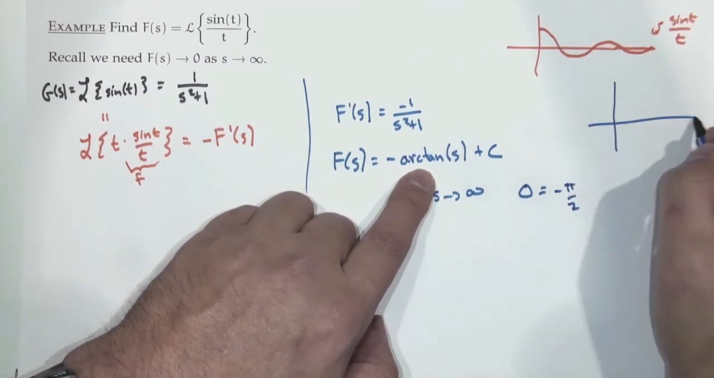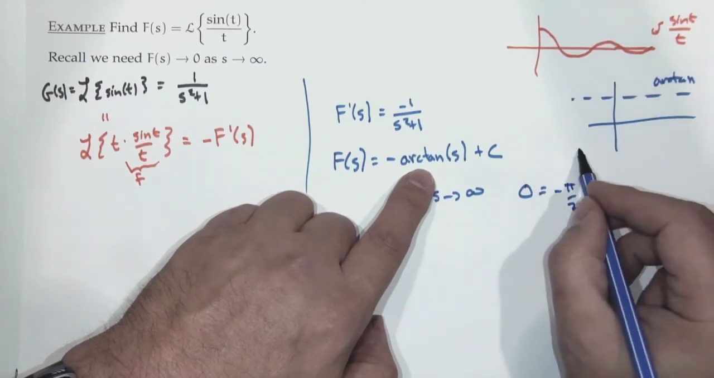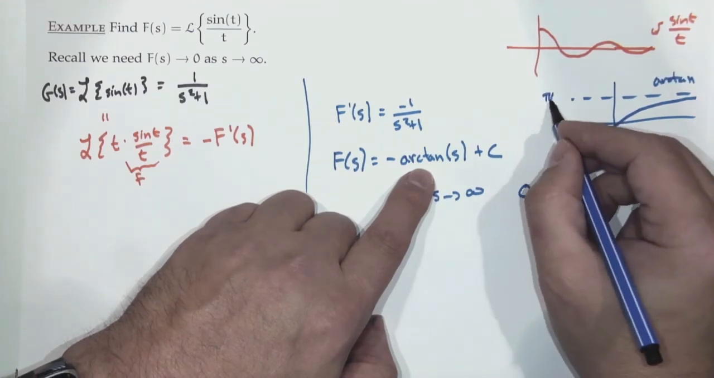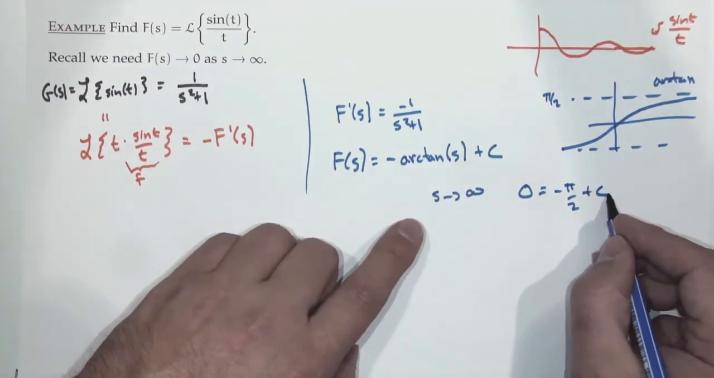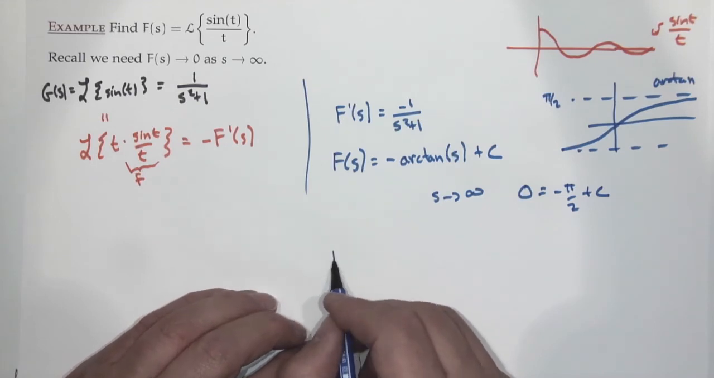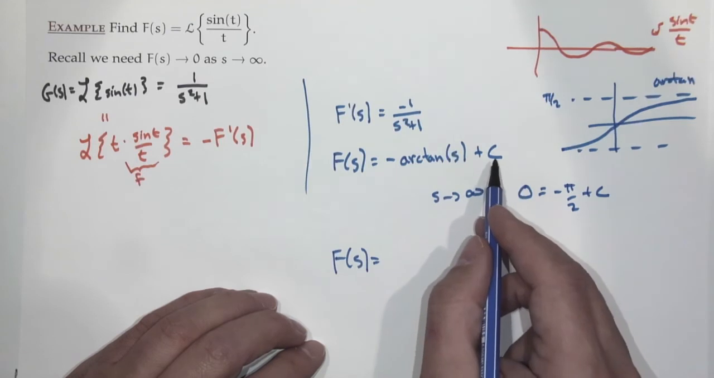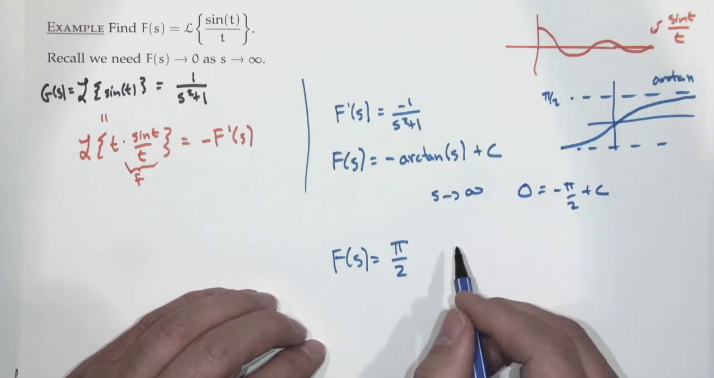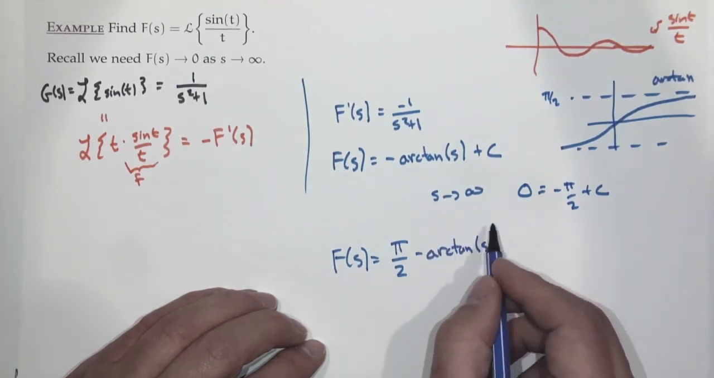Because arctangent, if we graph it, has these horizontal asymptotes. And the top horizontal asymptote is at pi over 2. So we get 0 equals minus pi over 2 plus c. So what does that tell us about c? C is pi over 2. So now we see that, lo and behold, plugging c equals pi over 2, the Laplace transform of sine t over t is pi halves minus arctangent of s.